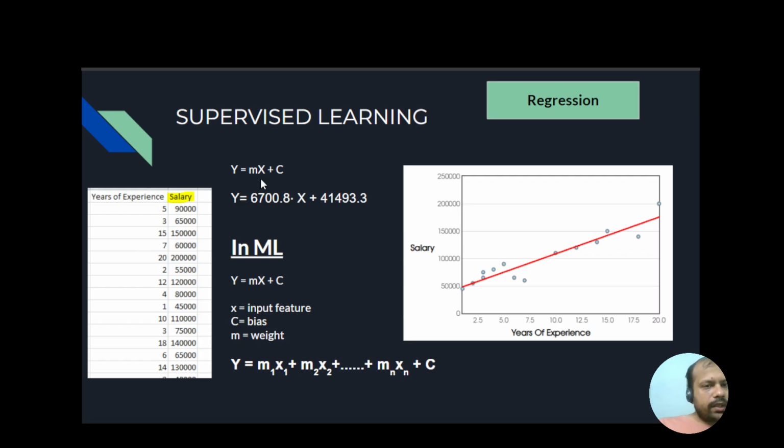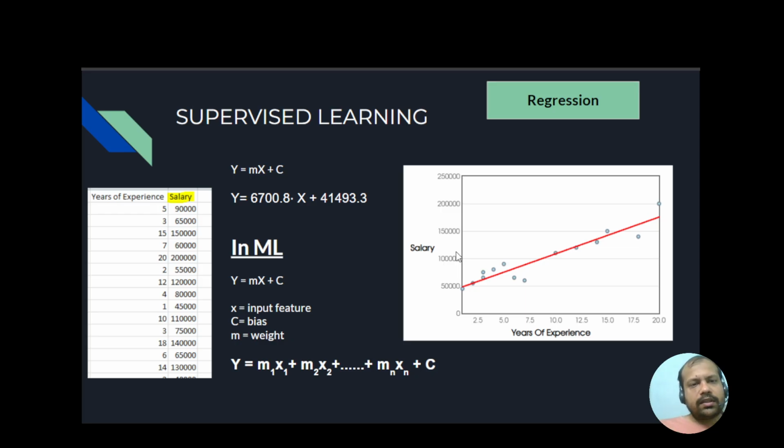Putting these values in the equation, when we solve, we'll get something along these lines. m would be around 6k and c would be around 41k, right? Now whenever I put a value of x, I will get the value of y. If I look at the chart, I put experience of 10, I'll draw the line over here and then I'll get the salary based on it. So this is how maths is working.